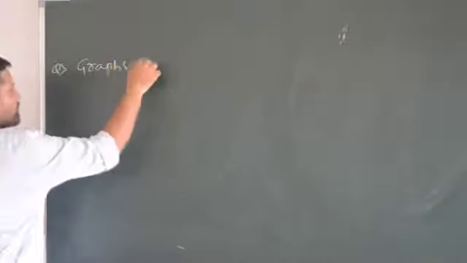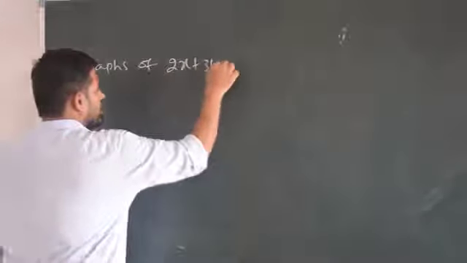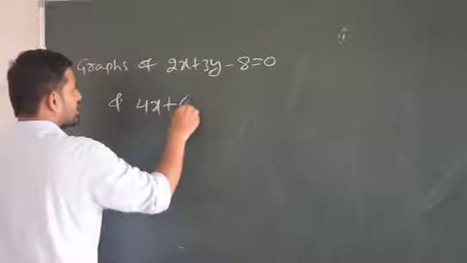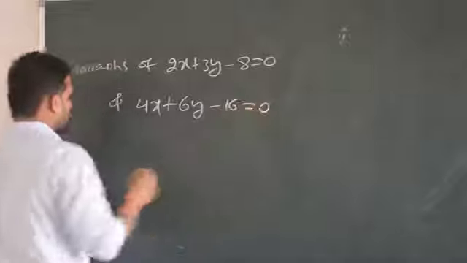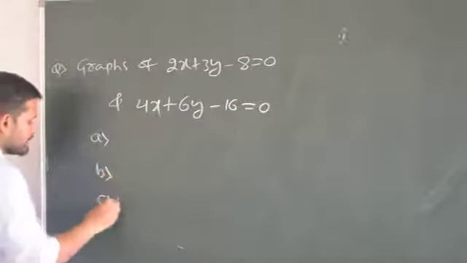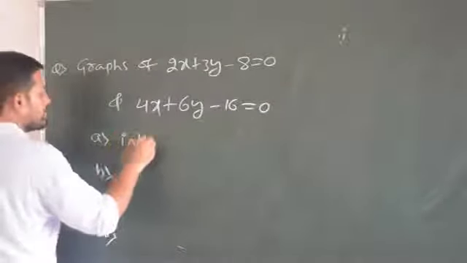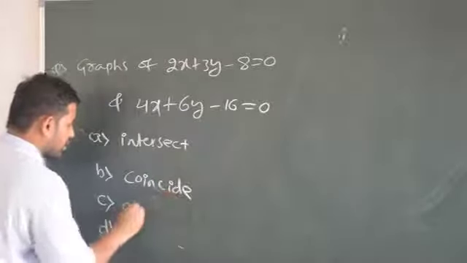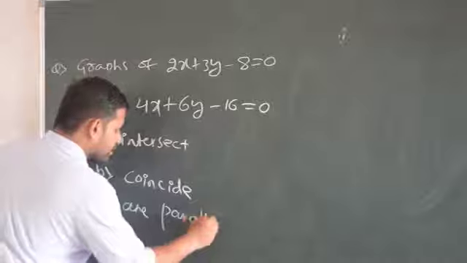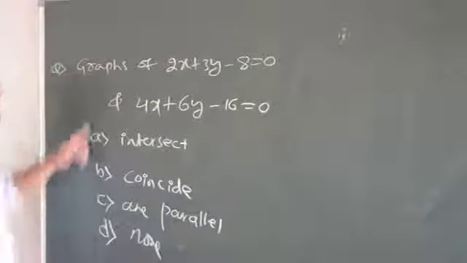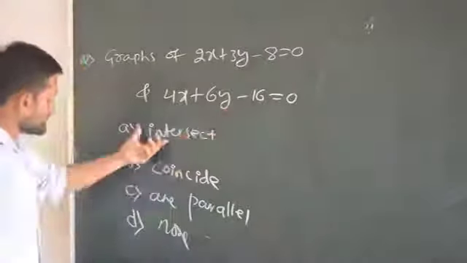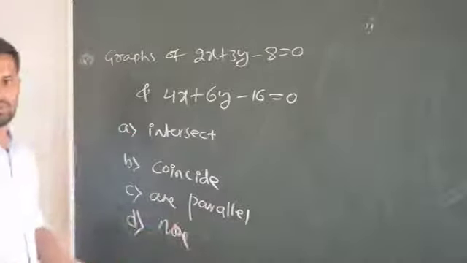Take this question. Graphs of 2x plus 3y minus 8 equal to 0 and 4x plus 6y minus 16 equal to 0, and they give options A, B, C, D: intersect, coincide, are parallel, none of the above. What is this? Graphs of 2x plus 3y minus 8 equal to 0 and 4x plus 6y minus 16 equal to 0 intersect, coincide, are parallel, none of the above. Okay, this is the question.